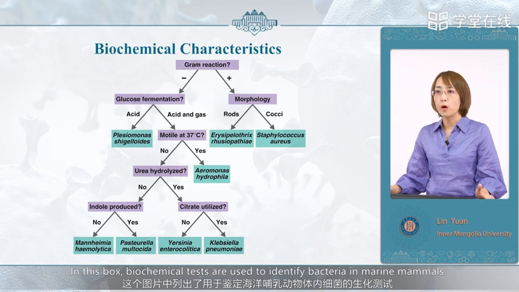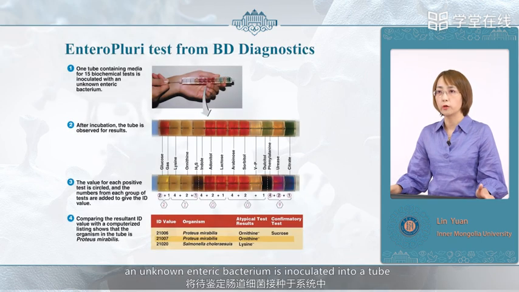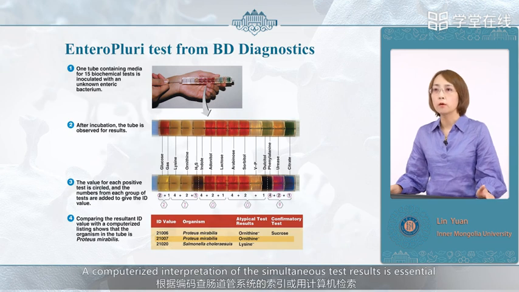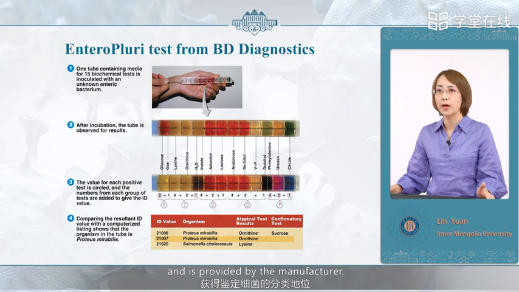In this box, biochemical tests are used to identify bacteria in marine mammals. In the example shown in this figure, an unknown enteric bacterium is inoculated into a tube designed to perform 15 biochemical tests. After incubation, results in each compartment are recorded. Notice that each test is assigned a value. A code number is derived from scoring all the tests. A computerized interpretation of the simultaneous test results is essential and is provided by the manufacturer.